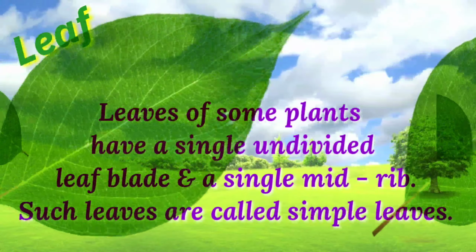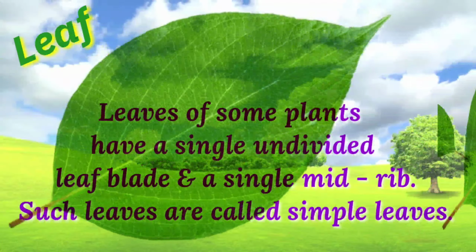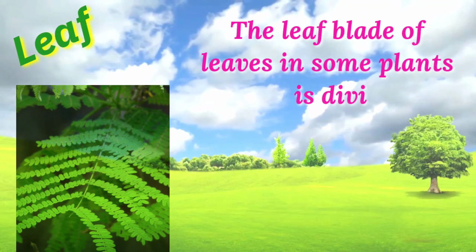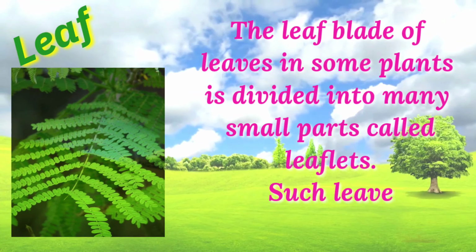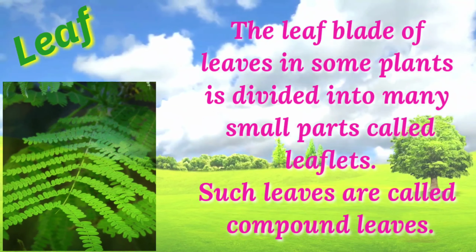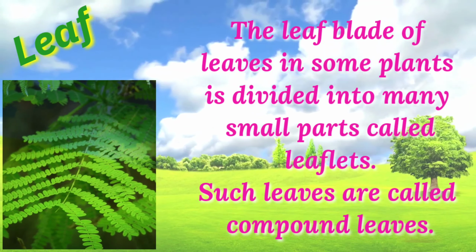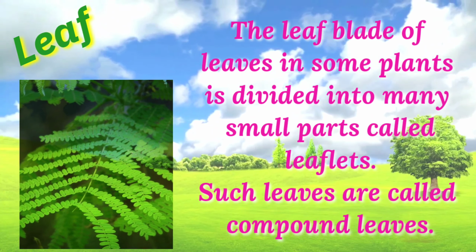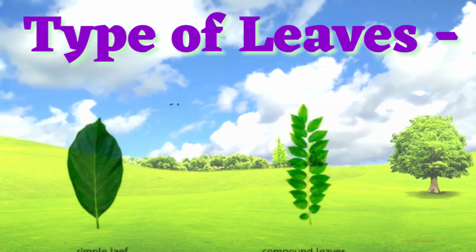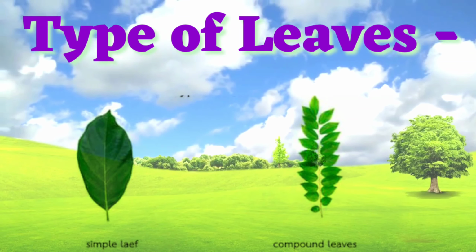Leaves of some plants have a single undivided leaf blade and a single midrib. Such leaves are called simple leaves. However, the leaf blade of leaves in some plants is divided into many small parts called leaflets. Such leaves are called compound leaves. So there are two types of leaves, that is simple leaves and compound leaves.